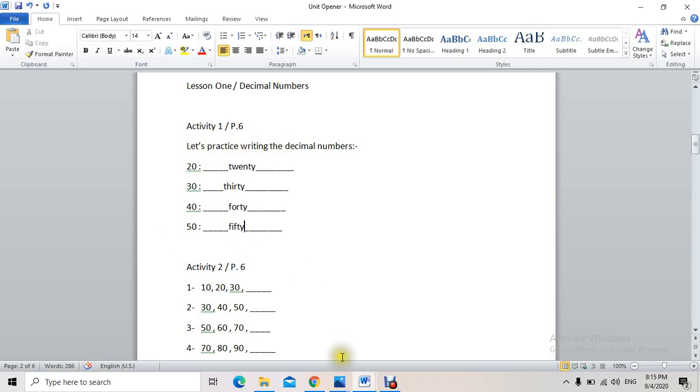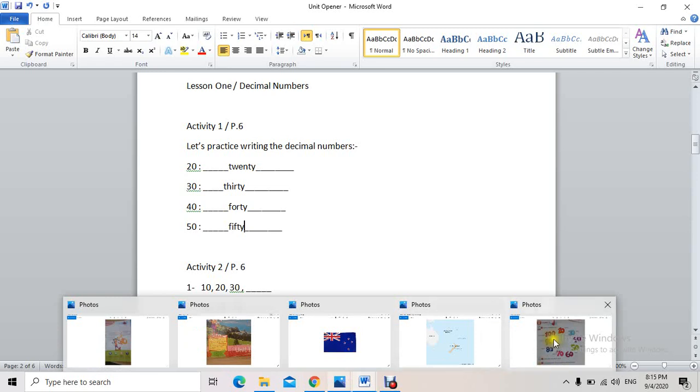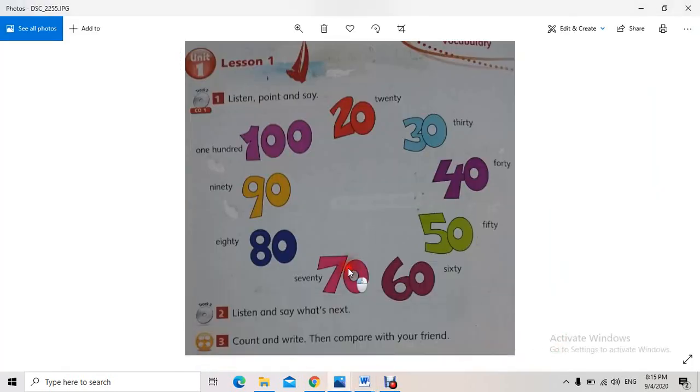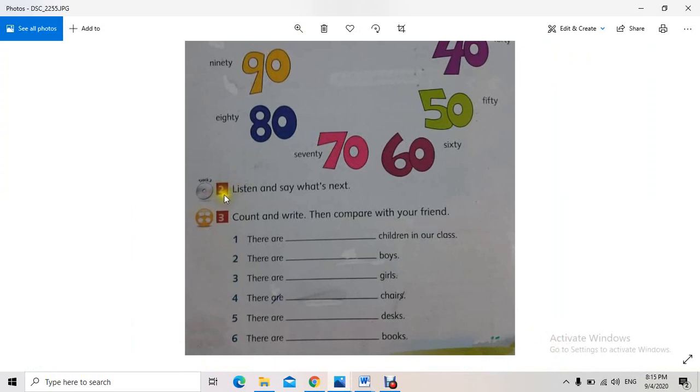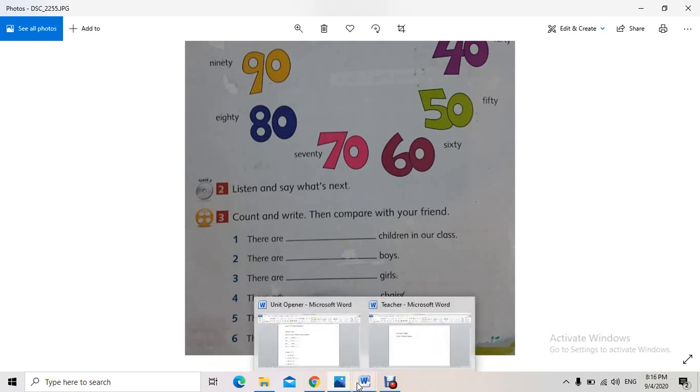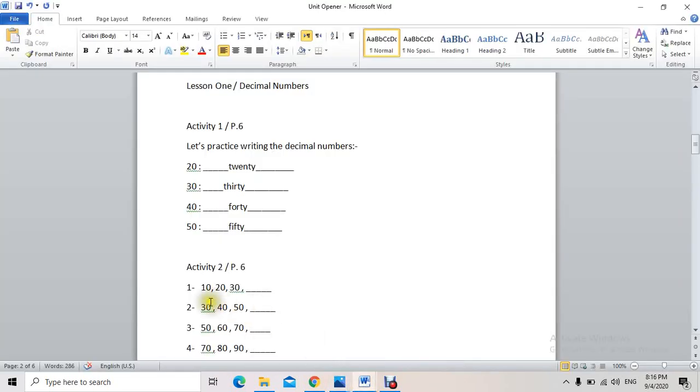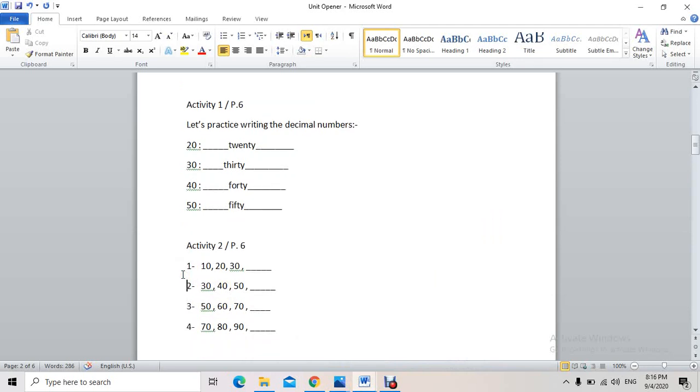Now, moving on to activity number 2. Let me show it for you. This is activity number 2. Listen and say what's next. So, I will say the numbers and you have to finish all of the rest of the missing numbers.